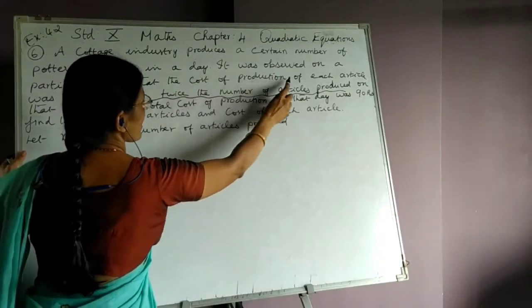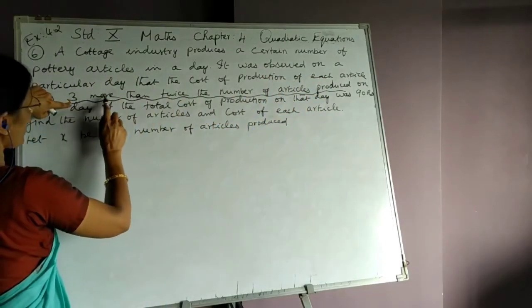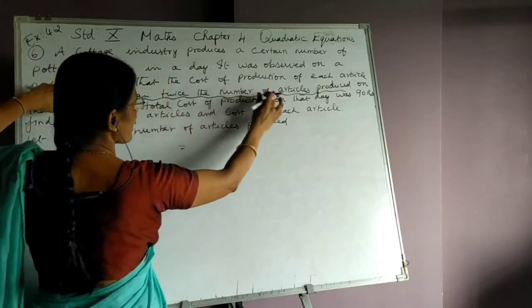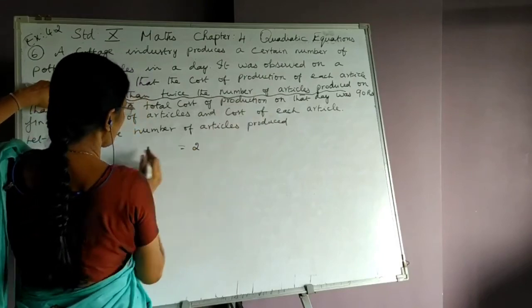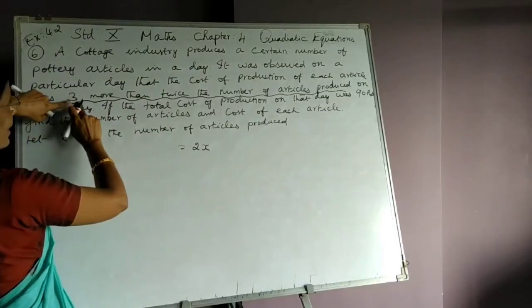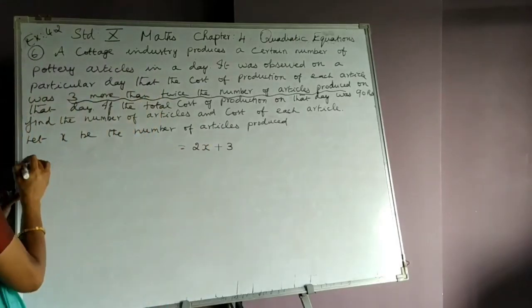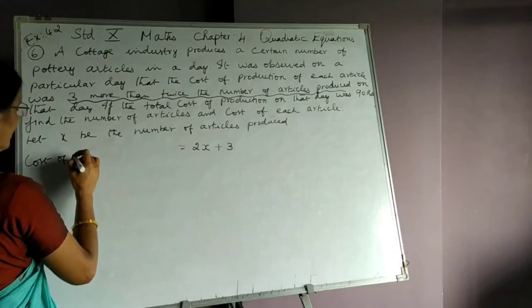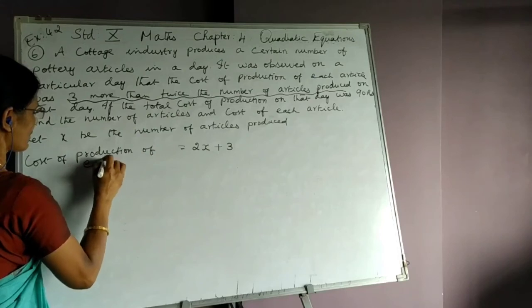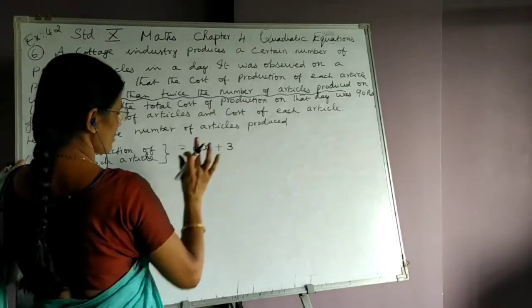The cost of production of each article. What is the cost of one article? It is 3 more than twice the number of articles. What do you mean by twice the number of articles? Number of articles is x, twice the number of articles is 2x, and it is 3 more than that. Therefore, cost of production of each article is equal to 2x plus 3.